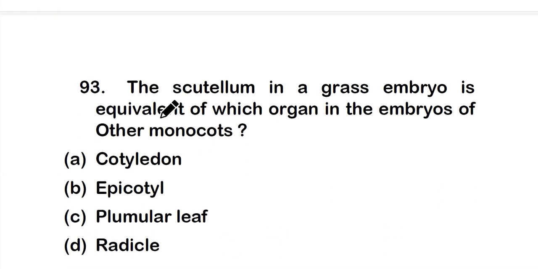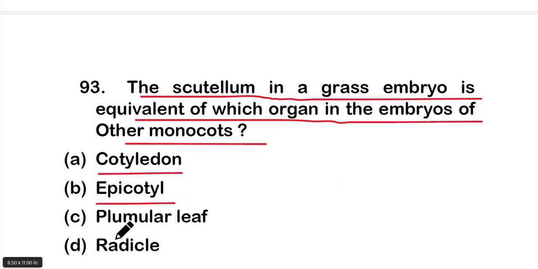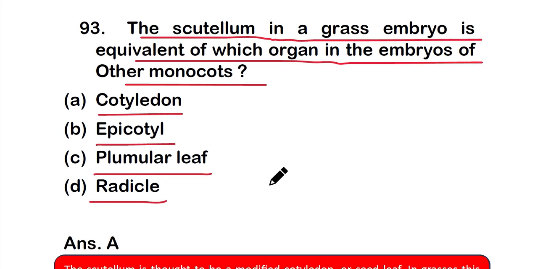So the next is question number 93. The scutellum in a grass embryo is equivalent of which organ in the embryo of other monocots? The options are option A, cotyledon, option B, epicotyl, option C, plumular leaf, option D, radicle. And the right one is option A, that is cotyledon. So the scutellum in the grass embryo is equivalent of cotyledon organ in the embryo of other monocots.